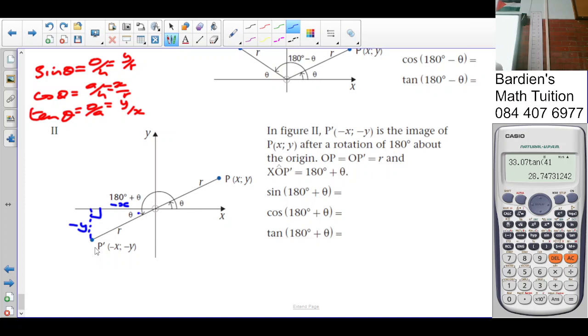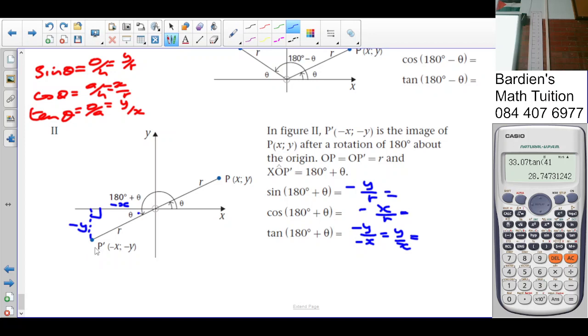Then we are told that XOP, which is that angle there, is equal to 180 plus theta. This means 180 here, plus an angle of theta there. They want to know what is sine of 180 plus theta. So in this quadrant, what does sine stand for? Opposite over hypotenuse. So it's going to be negative y over r. Cos is adjacent over hypotenuse, which is negative x over r. Tan is opposite over adjacent, which is negative y over negative x, which is also equal to y over x.